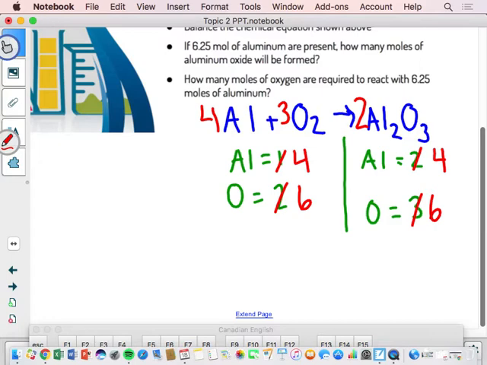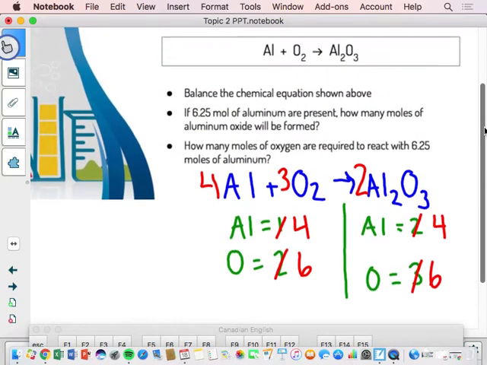That's one of those ones where you just gotta look at it and be like, okay, I can never multiply 2 by something to give us 3. Just make that 3 an even number by putting a 2 in front. And it normally solves your problems.